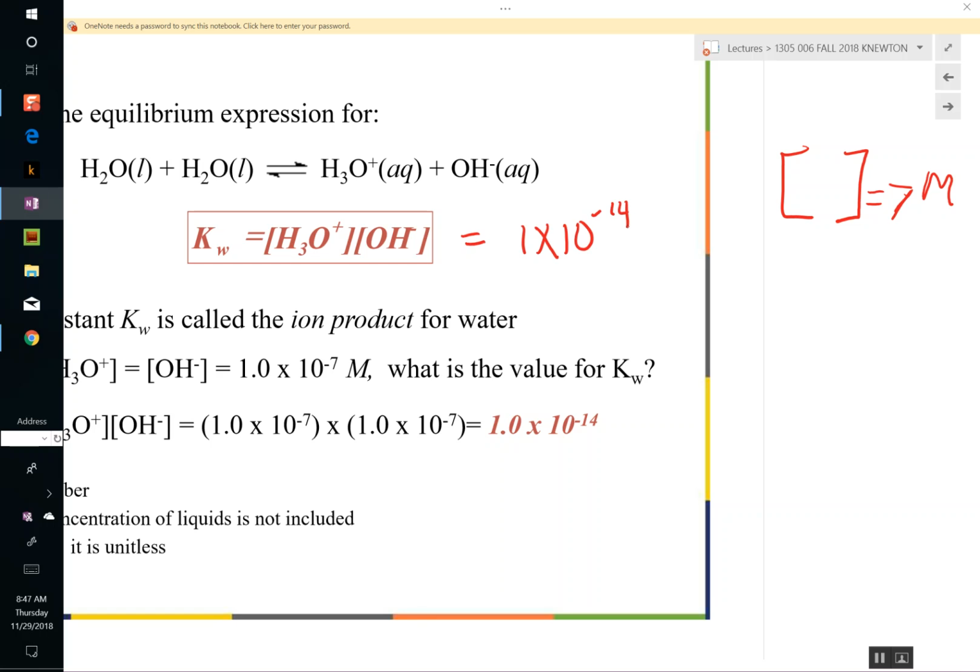So what that means is if this number goes up, that number goes down correspondingly, so that the product of the 2 numbers is always 1 times 10 to the minus 14th. If hydroxide ion goes up, hydronium ion concentration is going to go down correspondingly. They're balanced out at this constant, Kw. It's 1 times 10 to the minus 14th.